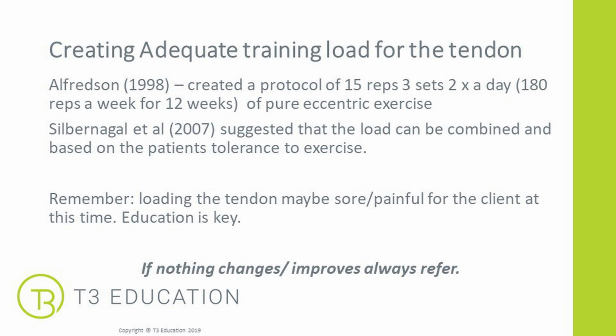It's important to know how much load to create for that tendon as well. There's a couple of studies around this. Alfredson created a specific model or protocol of 15 repetitions, 3 sets, 2 times a day. So it's 180 repetitions a week for 12 weeks of pure eccentric exercise, and had some good results with that. And Silbernagel found, and suggested, that load can be combined based on the patient's tolerance to exercise.